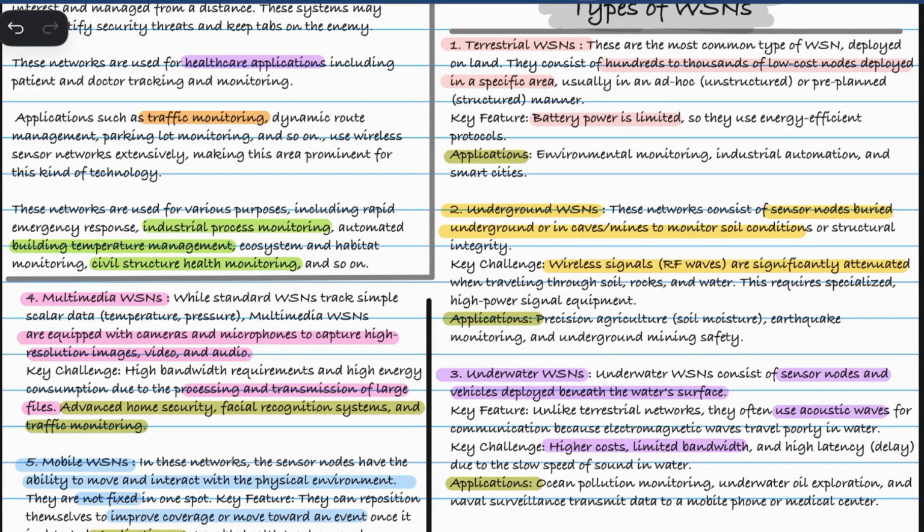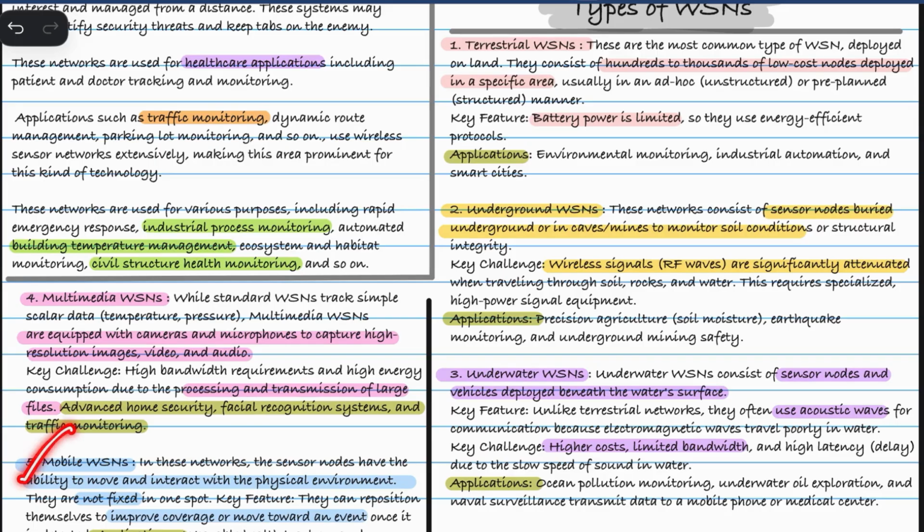So these are unlike the traditional WSN, which handles tiny text-based numbers like sending 24 degrees Celsius once an hour. Multimedia WSNs are equipped with digital cameras and microphones to process rich streams of videos, audios and images. And they require heavy bandwidth and robust processors, making them perfect for advanced facial recognition security perimeters, right?